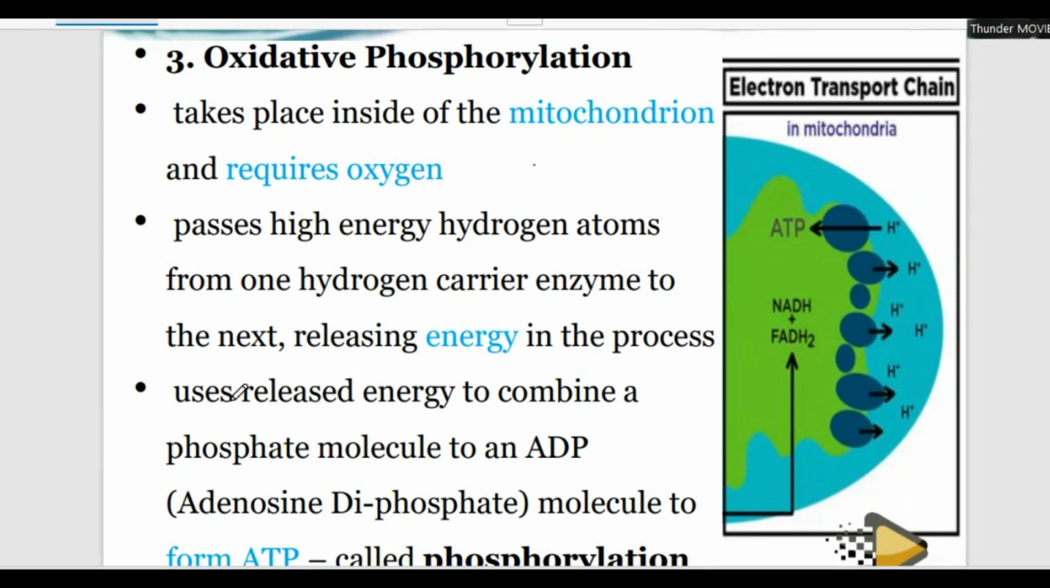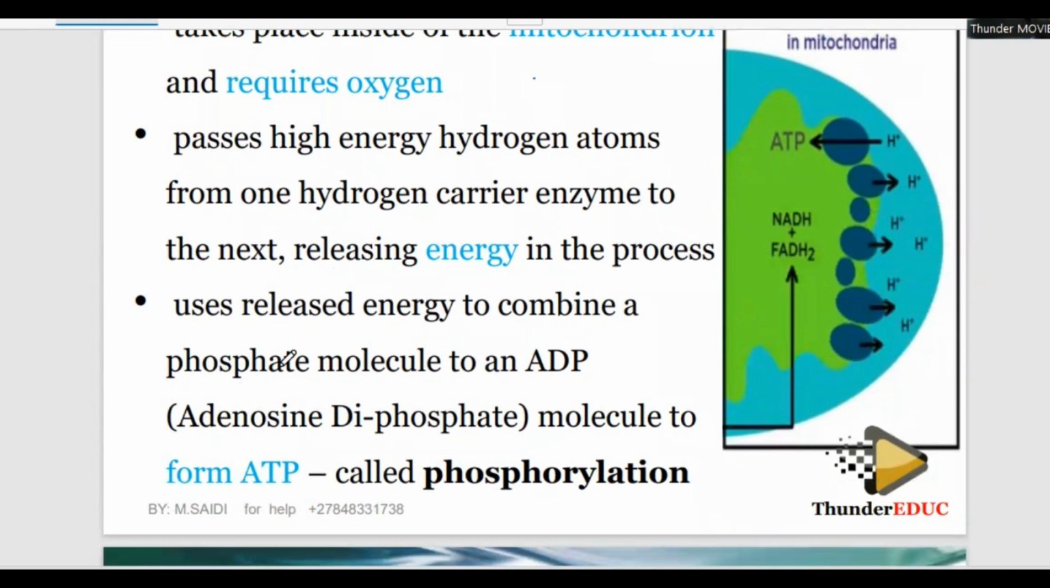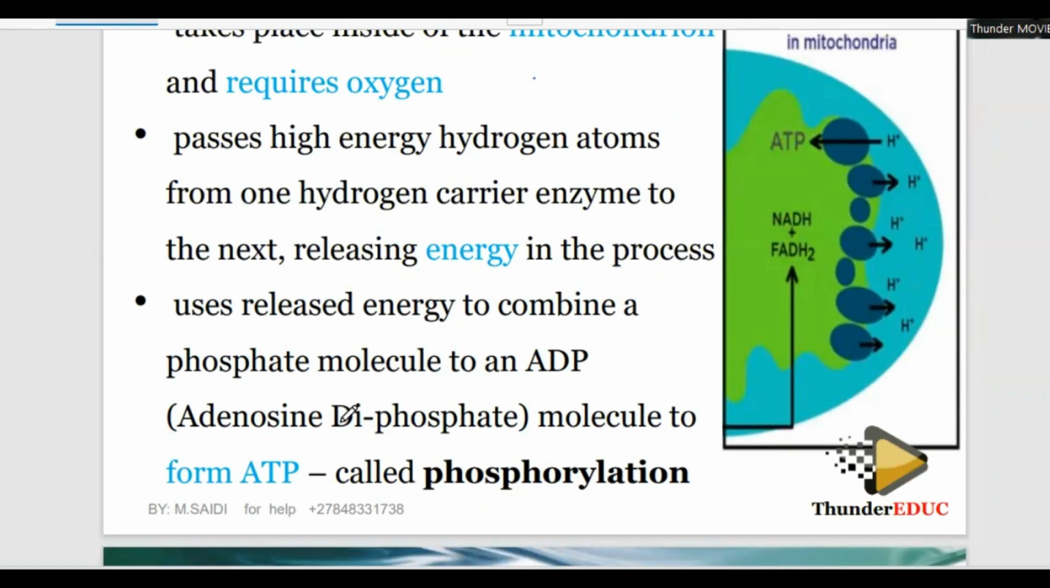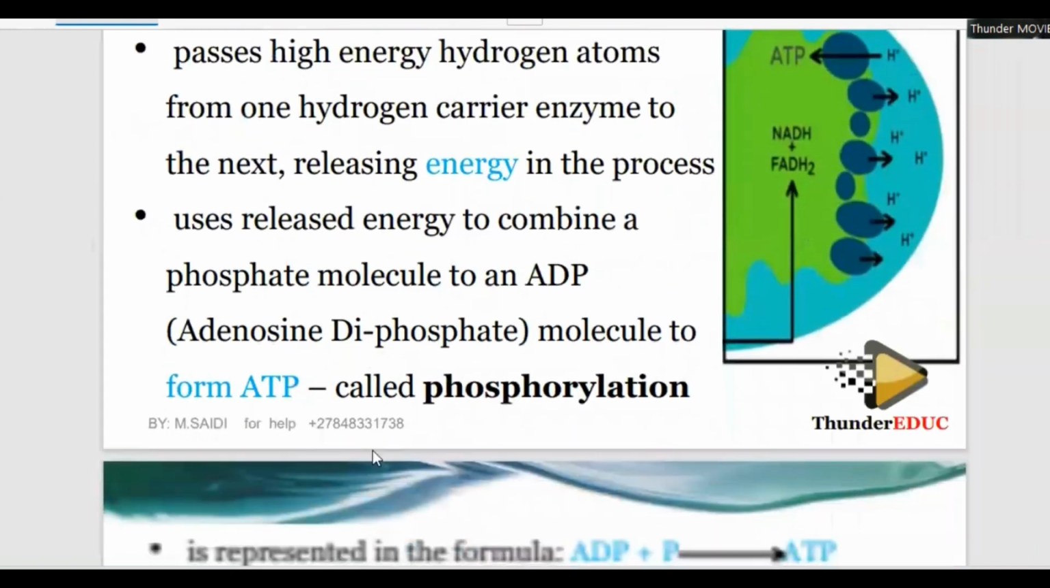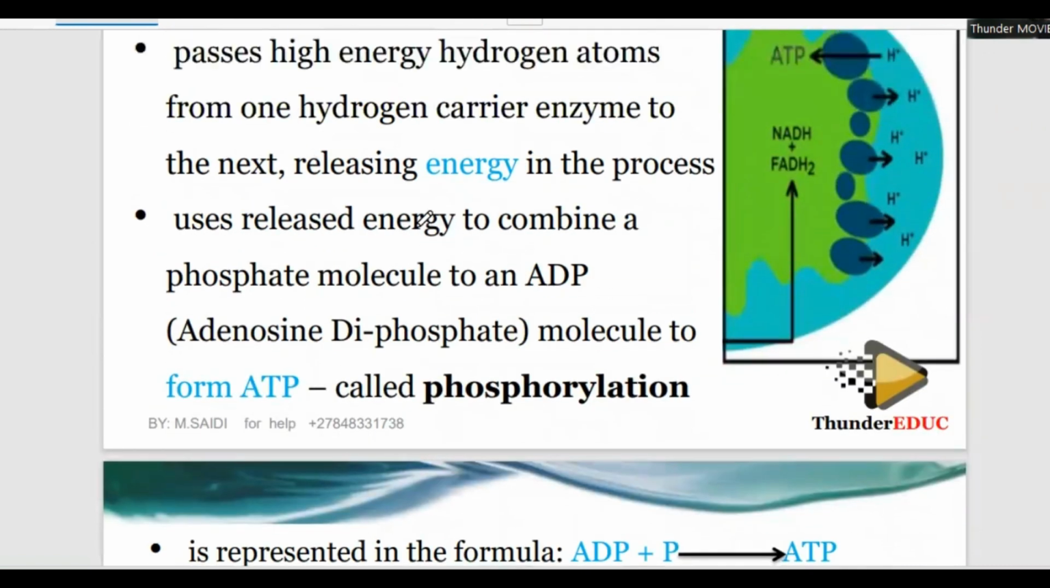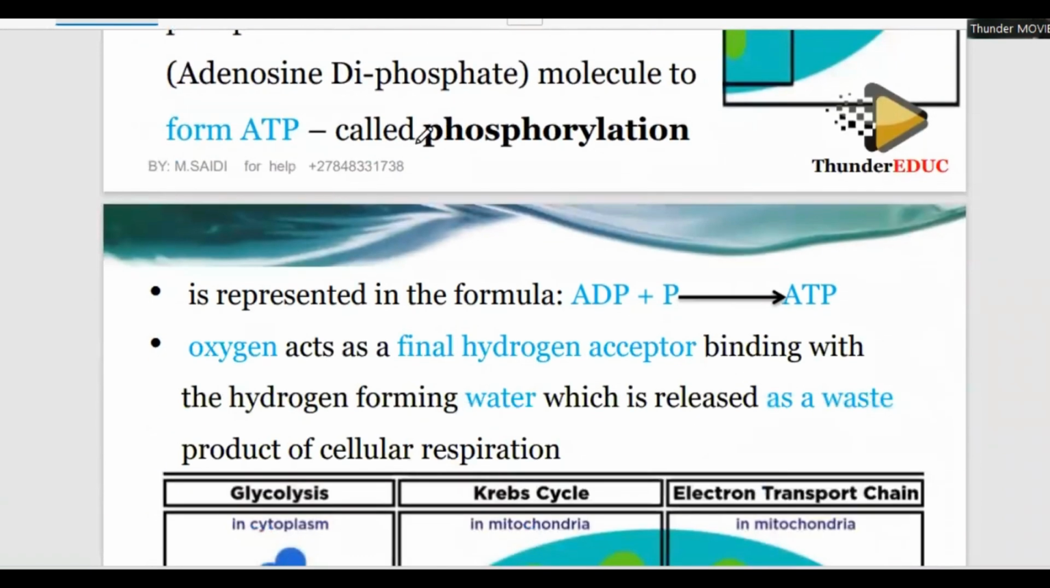What happens? The energy which is being released in this process is used to combine a phosphate molecule with an ADP. That is what I showed you here: that energy is used to combine ADP plus an inorganic phosphate to form ATP. Hence, you form adenosine diphosphate to adenosine triphosphate. This process is called phosphorylation, and because oxygen is involved there is oxidation and reduction. So this process is an oxidative reaction. Hence, we call it oxidative phosphorylation.